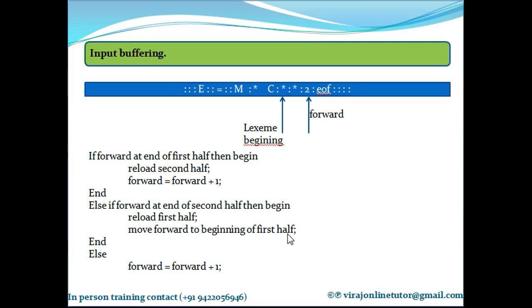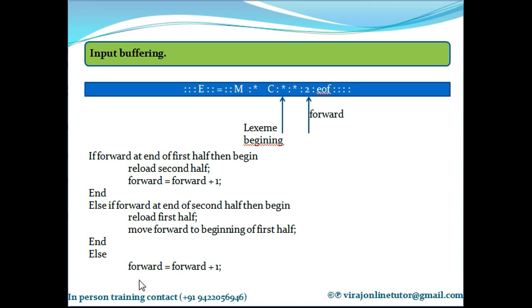Simple, right? If the forward pointer is currently pointing to the end of the second half of the buffer, we reload the first half with the new input characters and we move the forward pointer to the beginning of the first half, because that is the next that we need to continue processing with. Else, meaning the forward pointer is neither pointing to the end of the first half of the buffer nor the end of the second half of the buffer, that means the forward pointer is lying in between the buffer. In that case, just increment the forward pointer.